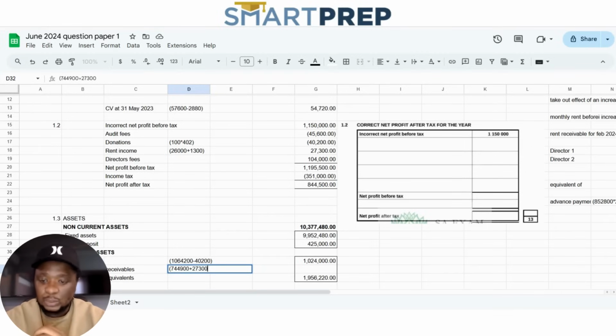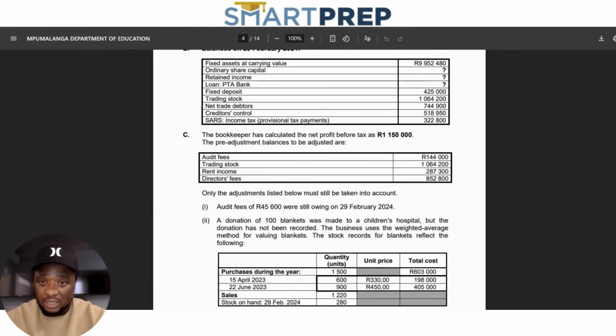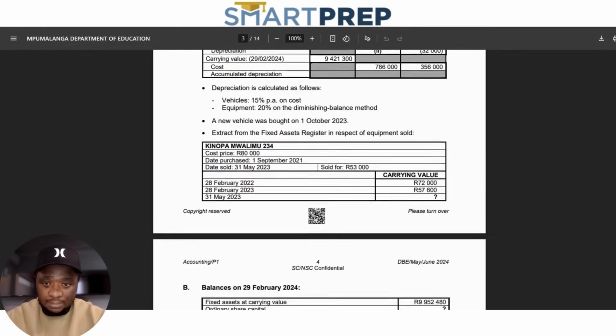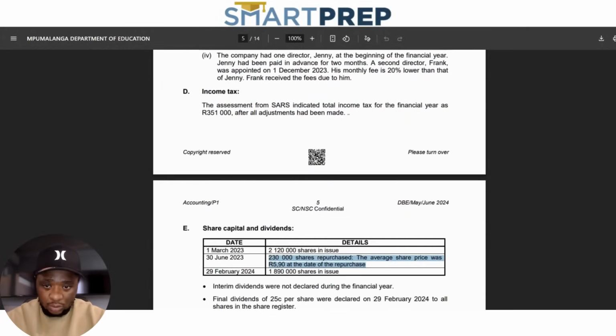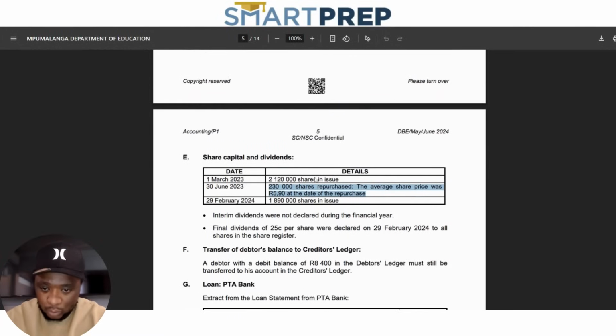The other thing that we need to consider for trade and other receivables is prepaid expenses. And remember, from the calculation we did for director's fees, there was one director that was paid 104,000 in advance. So that also then adds into our trade and other receivables. And then let's look at the other information that maybe we have not yet considered. So A, B, not so much. C, I think we've gone through that information, and then we have the income tax information, which we're happy with. Oh, and then there's this information here.